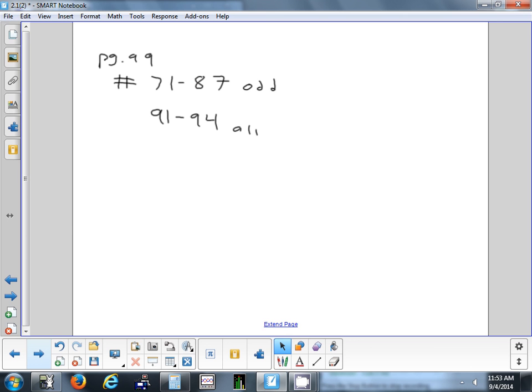So on the same page as last night, page 99, have you guys do 71 to 87 odd and 91 to 94 all.